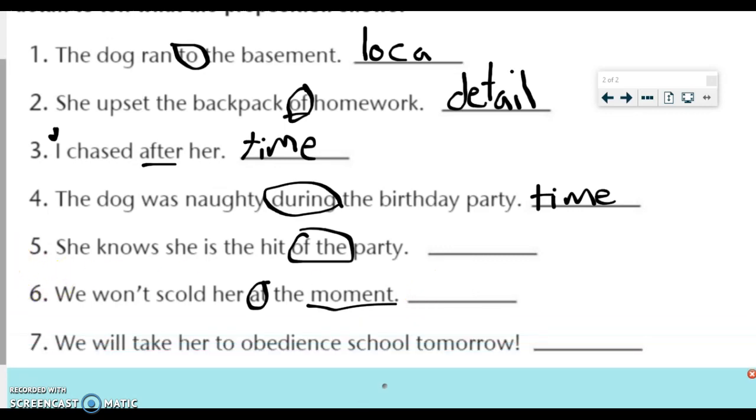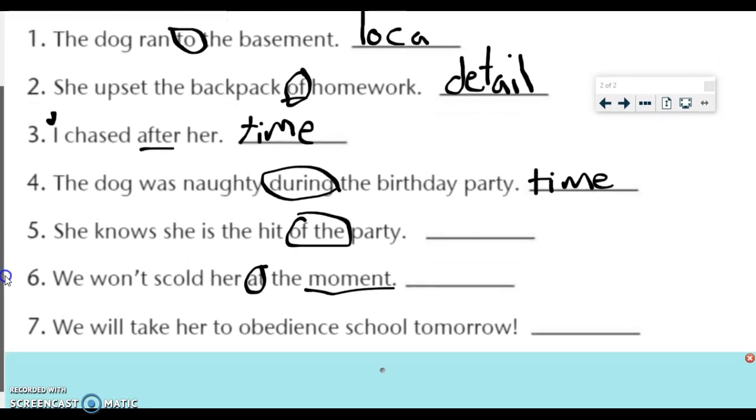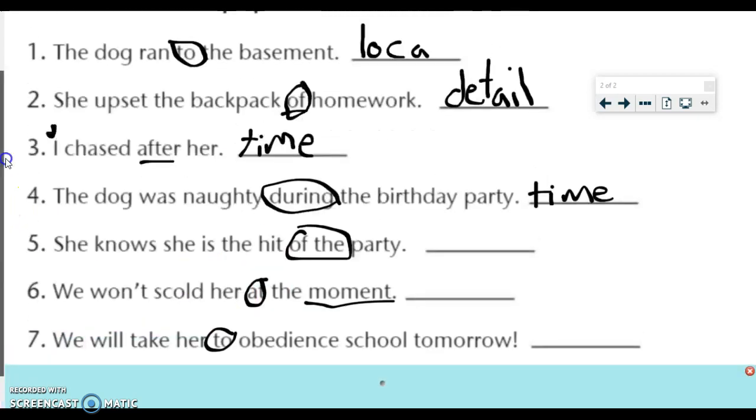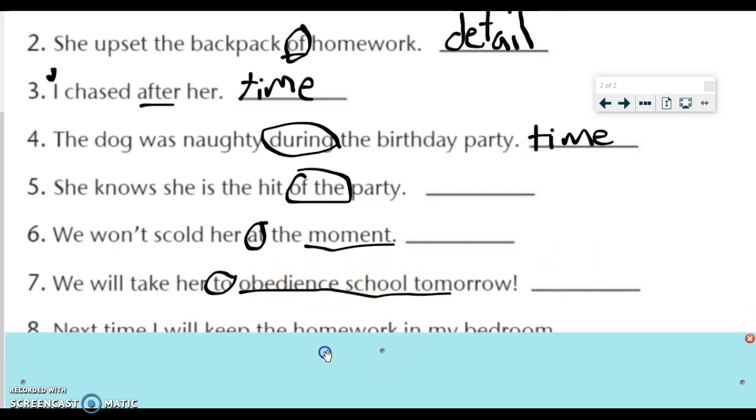All right, down to 7. We will take her to obedience school tomorrow. So again, the most common one that you see for prepositions is "to." So what is this "to" doing this time? The one up here was a location. This one is also a location because where are they taking her? To an obedience school tomorrow. This is your location. So we would write location again on the line.